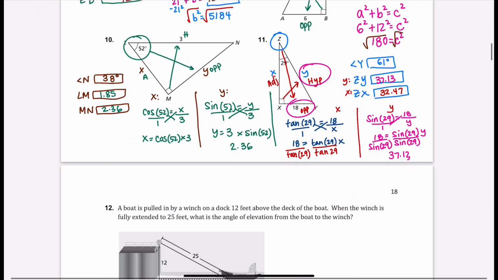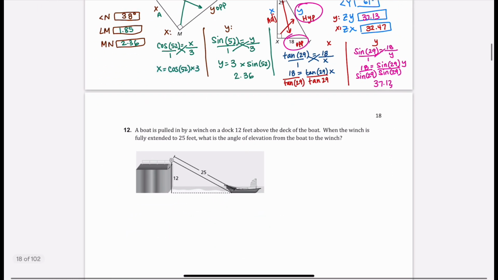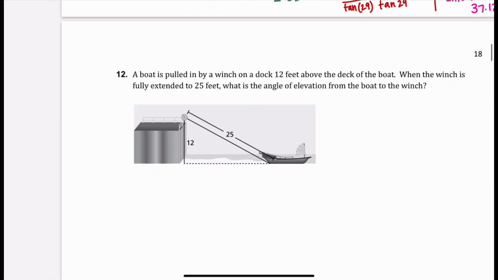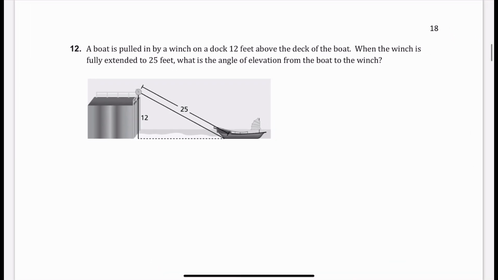Okay, our last one is just a short word problem. A boat is pulled in by a winch on the dock 12 feet, right here, 12 feet above the deck of a boat. When the winch is fully extended 25 feet, what is the angle of elevation from the boat to the winch? So the angle of elevation, remember, is you're at the bottom looking up. So we're talking about this angle. I want to know what this angle is.